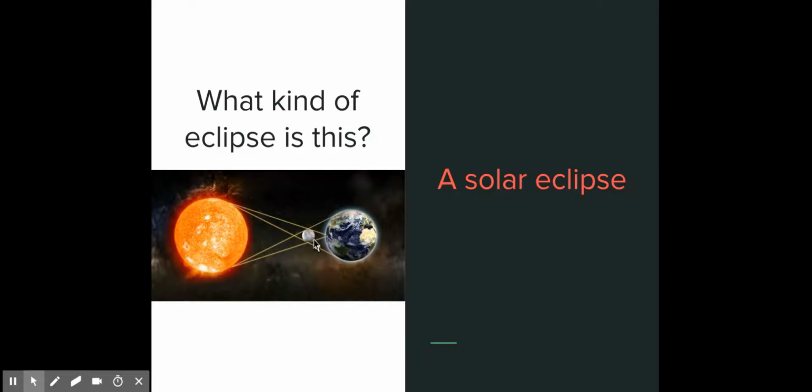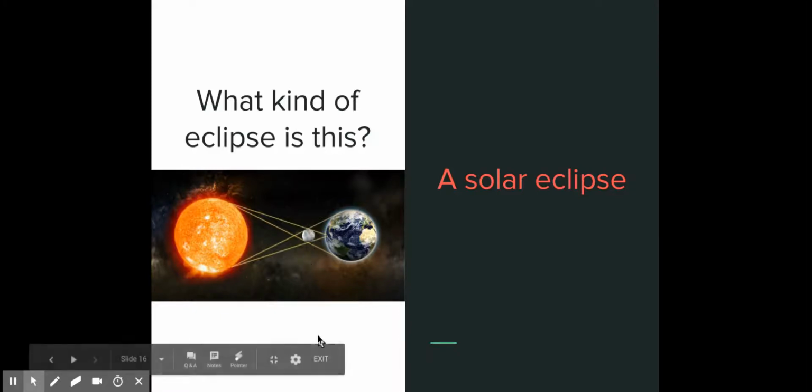It's easy to remember a solar eclipse because if you're standing on Earth, you will see the moon block out the sun.